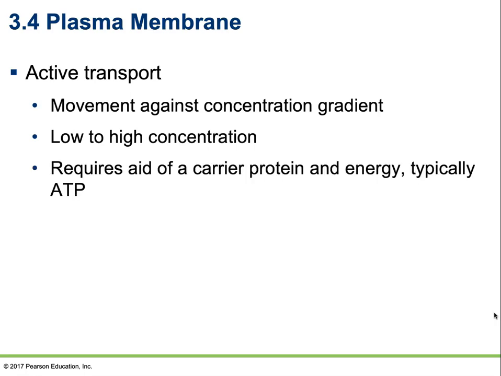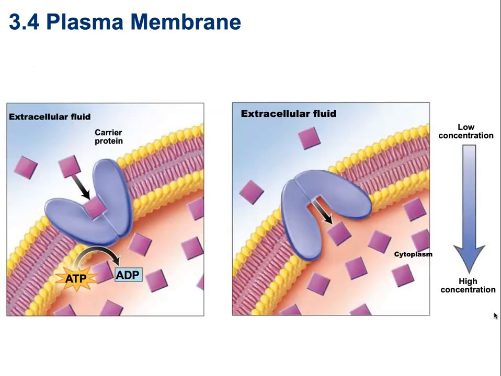This is almost always going to require the aid of a carrier protein and energy. Typically, the energy that we're going to be using is ATP. This is going to help bind to substrates and help move them across the plasma membrane. Here we have an example of what that looks like. We have a low concentration over here, a high concentration of molecules here, and what we're going to need to do is bind to the molecule over here on this side of low concentration.